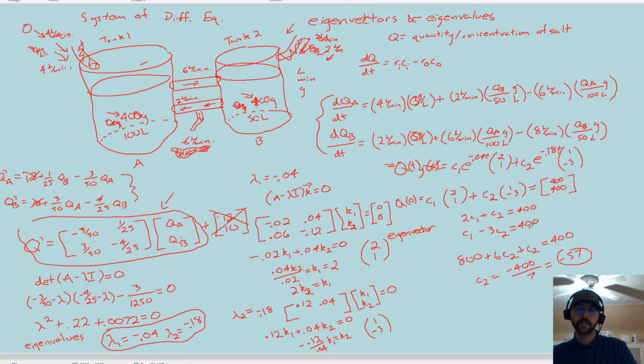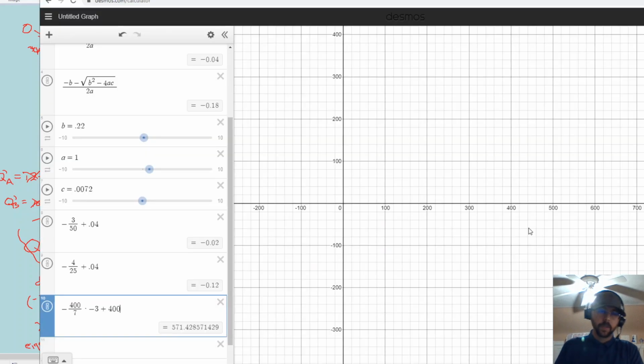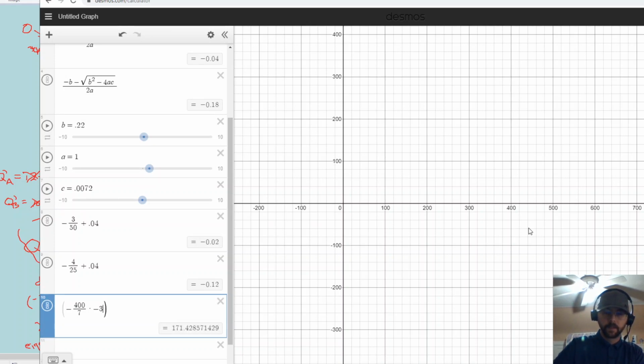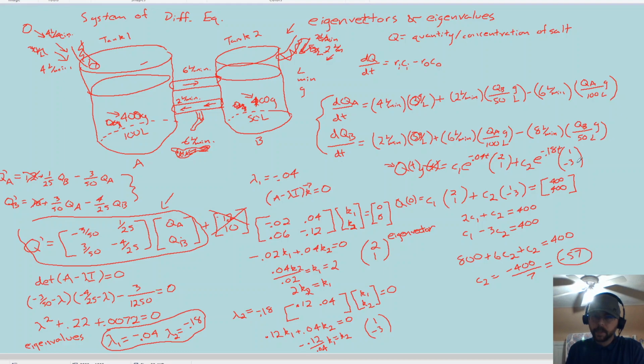No, I needed to take the negative twice because then when I bring it to the other side, it should be 400 minus that. That sounds better. So we'll call that 229. So C1 equals 229.